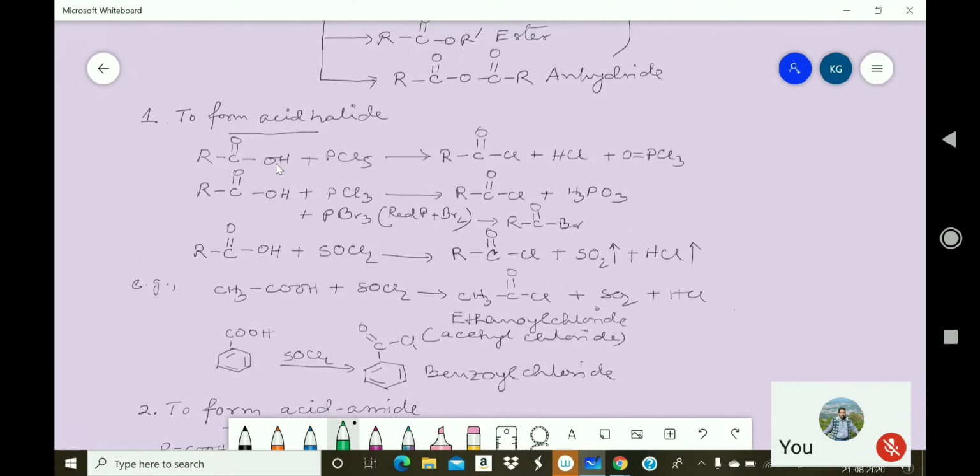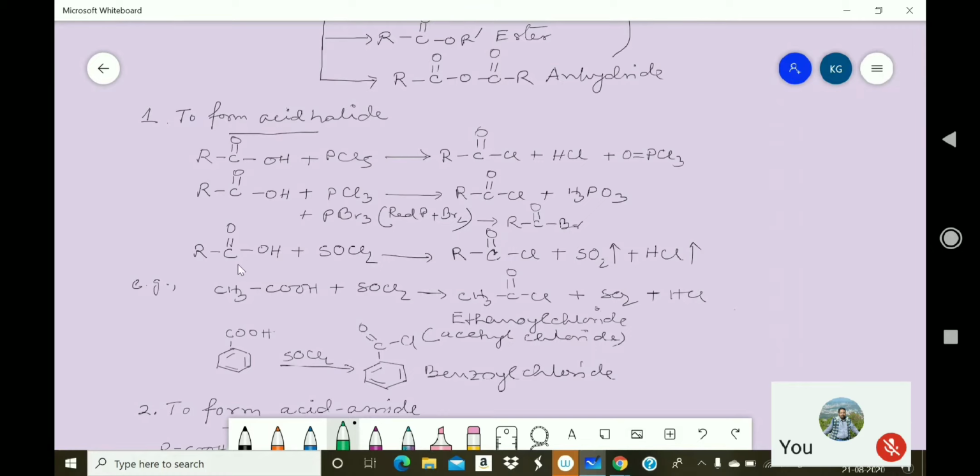So first of all, we can prepare acid halide when carboxylic acid is reacted with phosphorus halides like phosphorus pentachloride, phosphorus trichloride, phosphorus tribromide, and this tribromide can be formed from red phosphorus and bromine. So what is happening? The OH group is replaced with the corresponding halogen, giving rise to this acid halide.